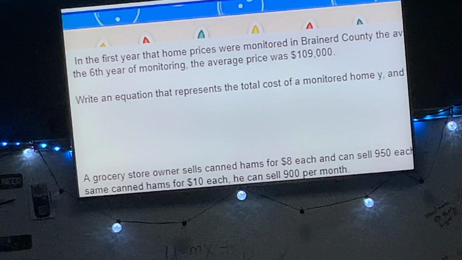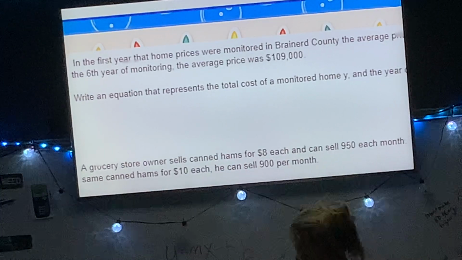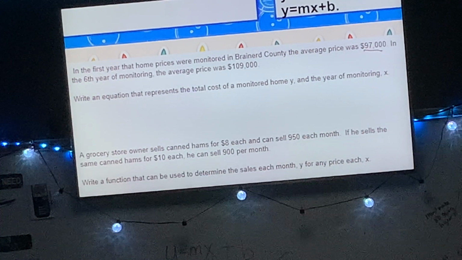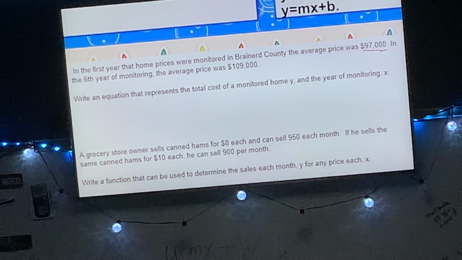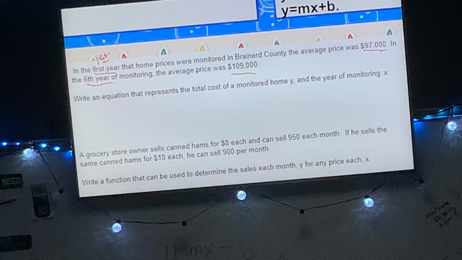in the first year home prices were monitored by Brainerd County, the average price was $97,000. In the 6th year of monitoring, the average price was $109,000. So in the first year, I'm going to put a little "first" right there, since it's in letters, a word.